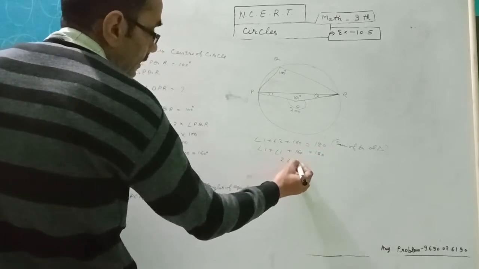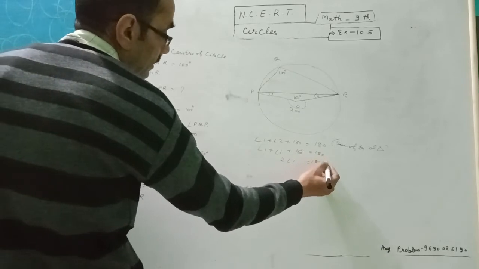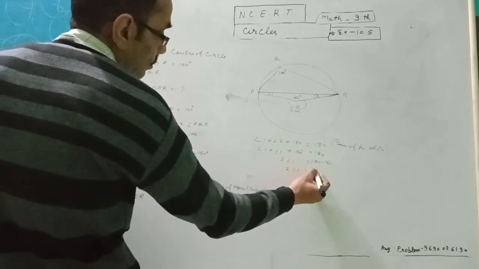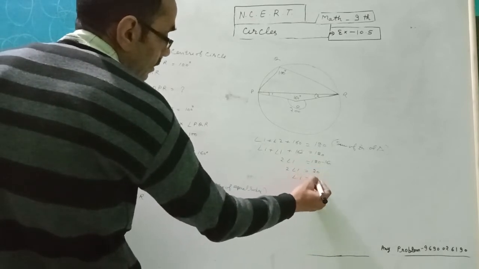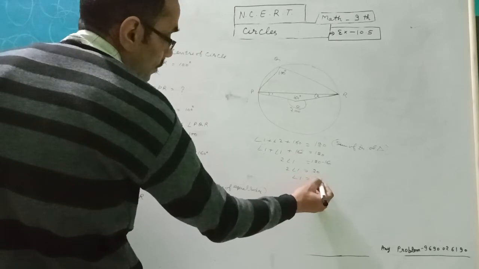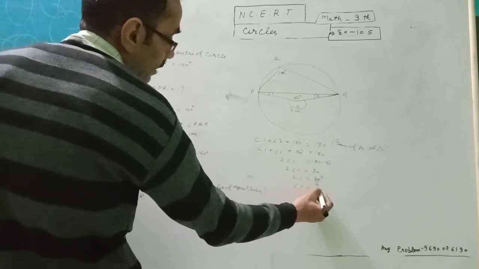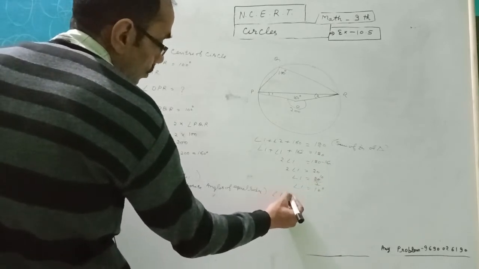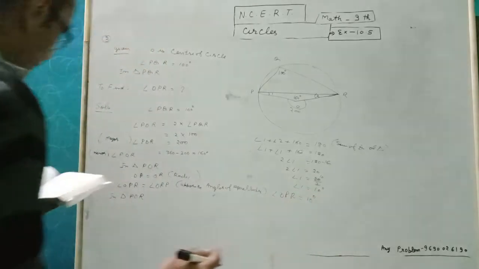2 angle 1 is equal to 180 minus 160. 2 angle 1 is equal to 20. Angle 1 is equal to 20 upon 2, so angle 1 has the value 10. Angle OPR value is equal to 10 degrees.